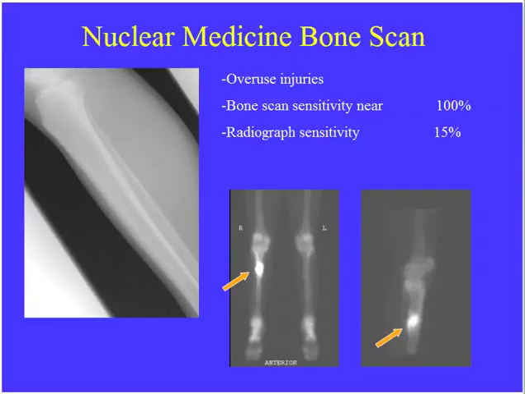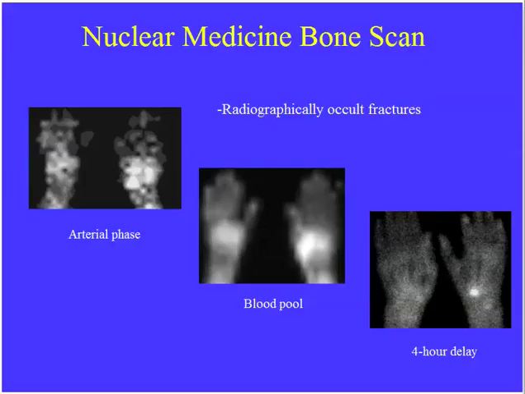Now, this is a nice example of what they might show on the boards. An individual who's a runner has tibial pain and comes in with an overuse injury. The plain film is normal. We see this area of linear increased uptake on the bone scan, and this represents a stress fracture. Now, when we do a nuclear medicine bone scan, we usually do a three-phase. You may have heard that term before.